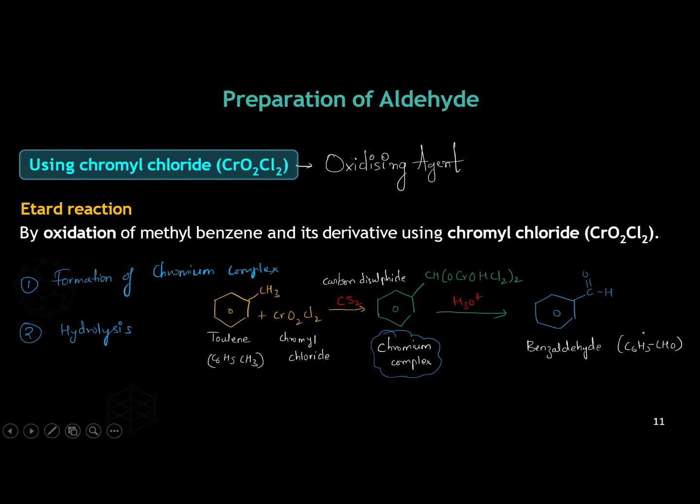So toluene, with the help of chromyl chloride in the presence of carbon disulfide, converts into a chromium complex intermediate, which on hydrolysis, in the presence of water, converts into benzaldehyde. That's it. Understood?